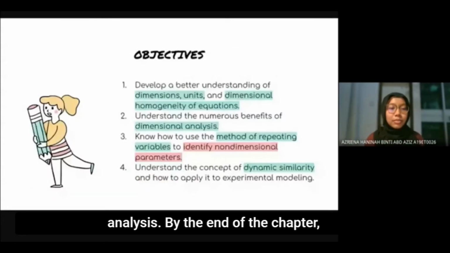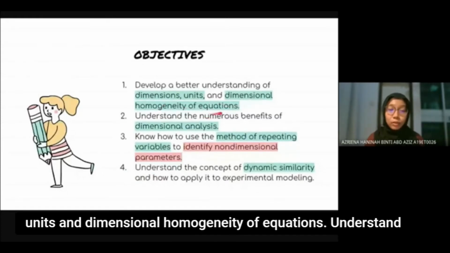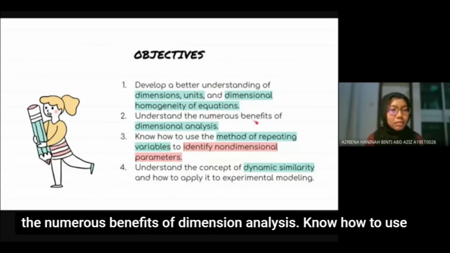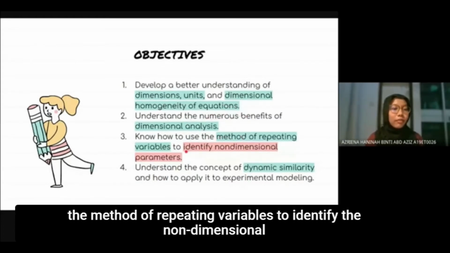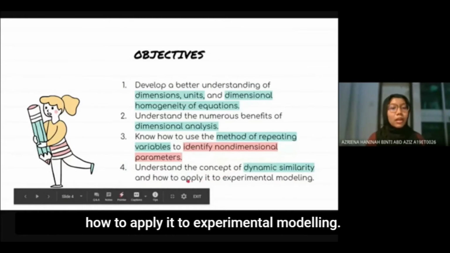By the end of the chapter, you should be able to develop a better understanding of dimensions, units, and dimensional homogeneity of equations. Understand the numerous benefits of dimensional analysis. Know how to use the method of repeating variables to identify the non-dimensional parameters. Understand the concept of dynamic similarity and how to apply it to experimental modeling.